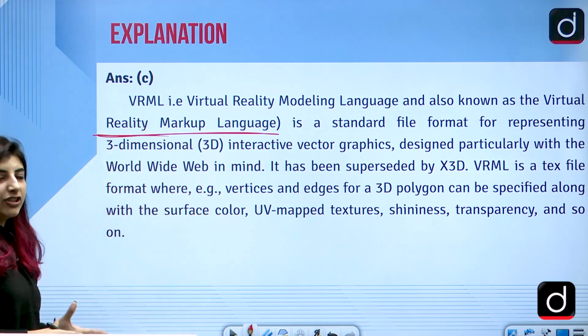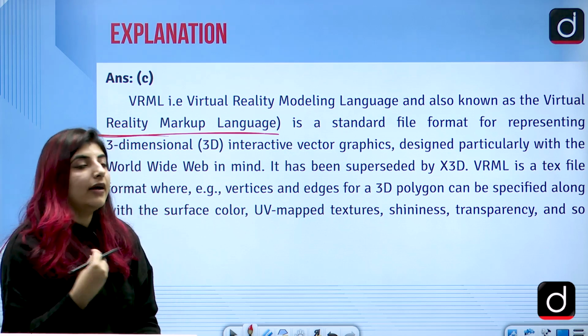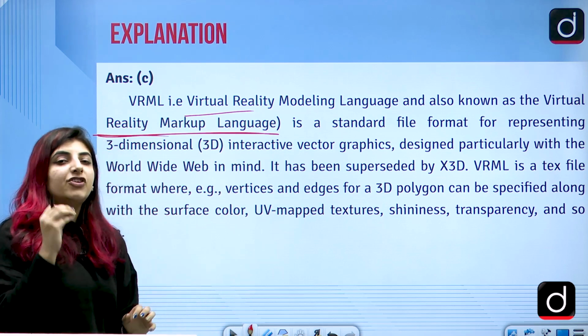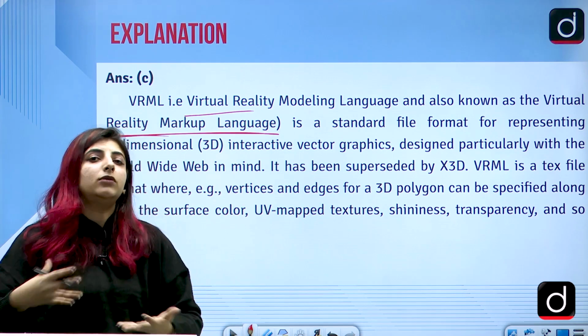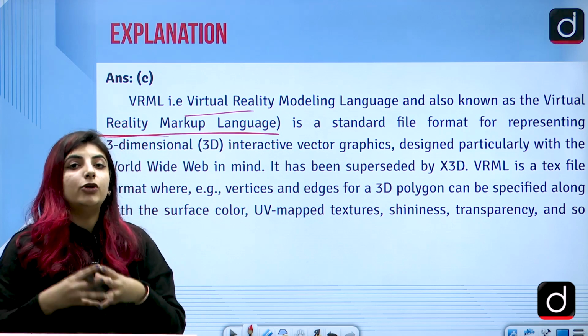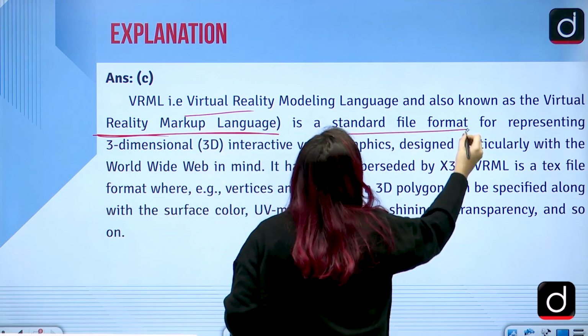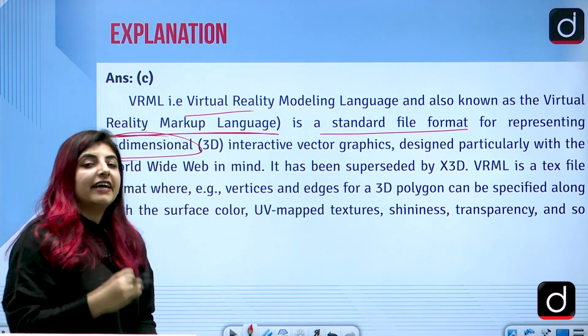If we talk about HTML, HTML was there to create web pages. Virtual reality modeling language is something which is there to create something related to virtual reality. What is virtual reality? Something which is related to 3D things. Correct? So, a standard file format for representing 3-dimensional or 3D interactive vector graphics.